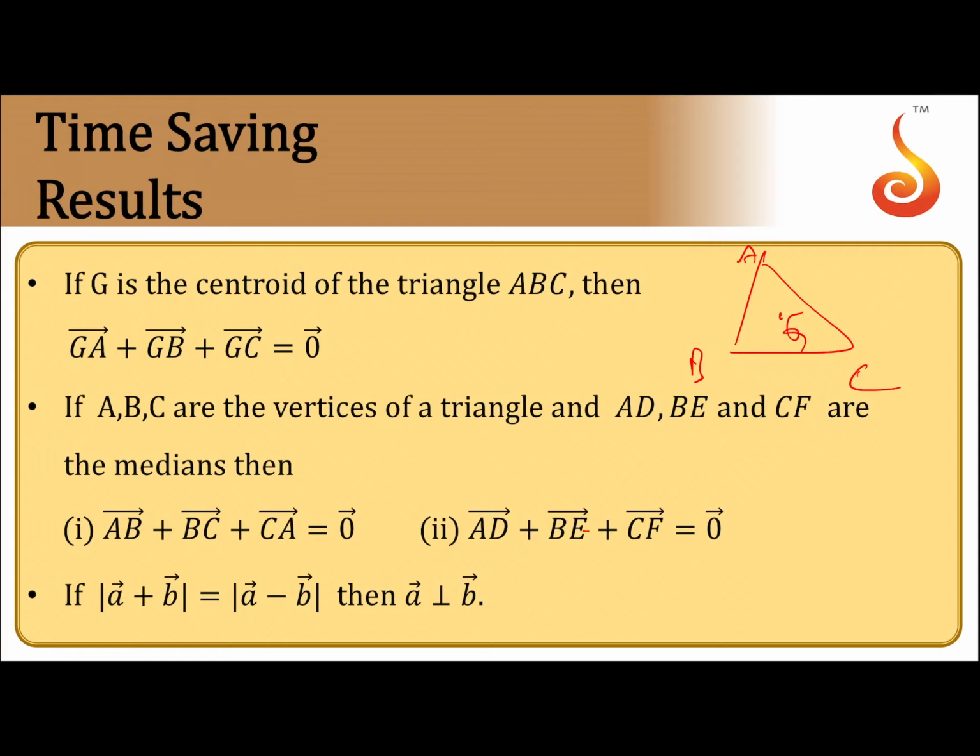And if D, E, F are the midpoints of the sides of the triangle, then in that case AD plus BE plus CF, that means the sum of the medians, will always be 0. Sum of the sides will always be 0.